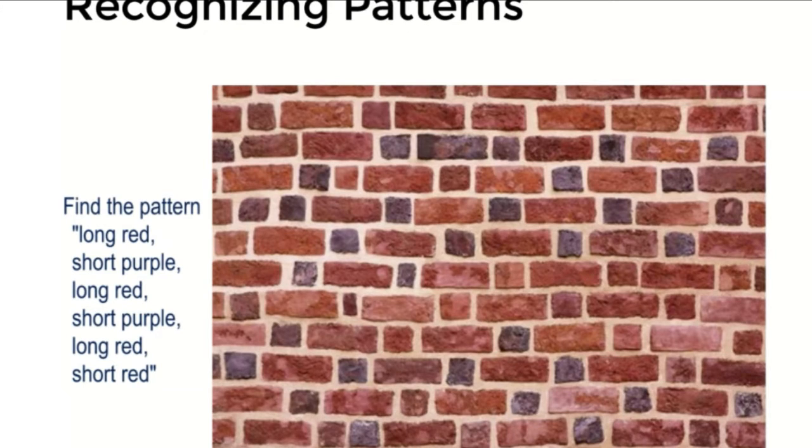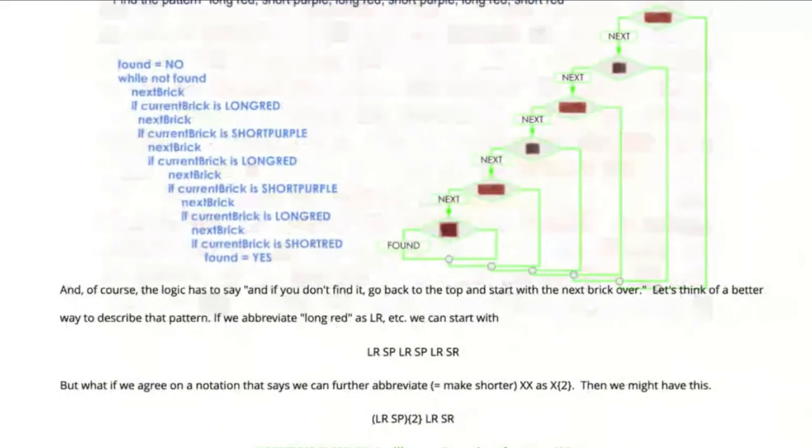Let's look at if we try to do a little flow chart on that. So maybe we start up in the upper left and we say if it's a red brick, that means if it's a long red, then I might be on my pattern. So I look at the next one and I say if that next one is a short purple, then maybe I'm on the pattern. And if that's the case, then is the next one a long red? If it is, maybe I'm still there. And then I go short purple, okay, still there. And then I look at the next one, is it a long red? And then is the next one a short red? And if so, at that point, I have found it.